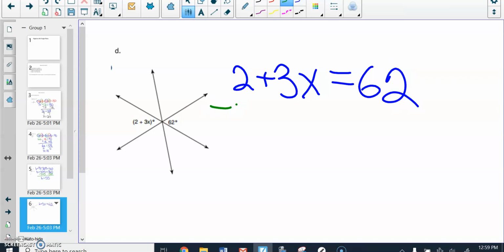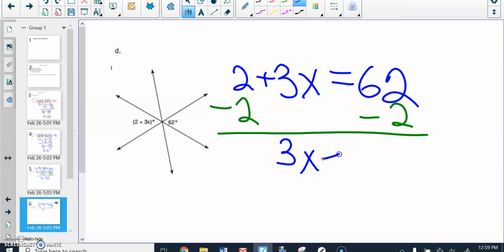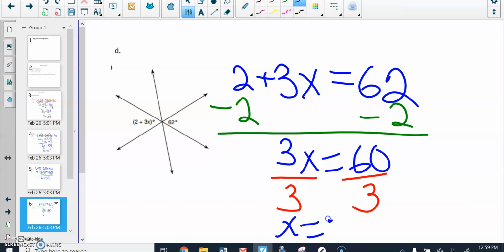Now I can start doing my inverse. So I subtract 2 from each side. My equation becomes 3x equals 60. My second inverse, divide by 3, and I get the value of x equals 20.